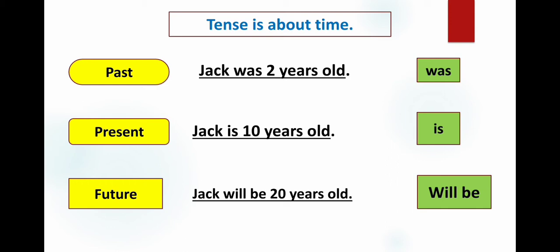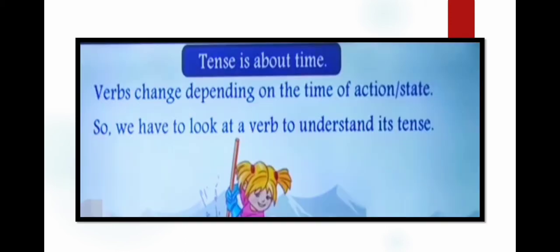Was is telling us about past, is is telling us about present, and will be is telling us about future. So all that is changing are verbs: was, is, will be. Only verbs are changing in all the sentences. So verbs change depending on the time of action or state.